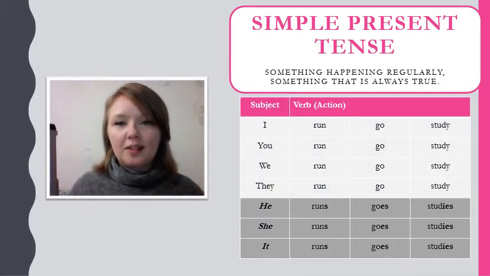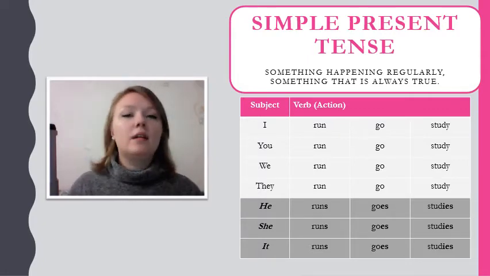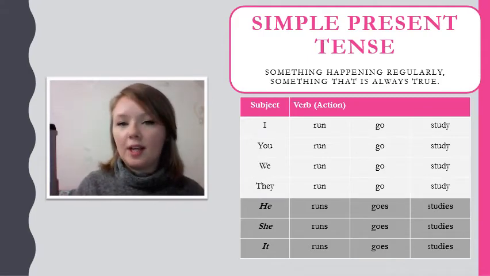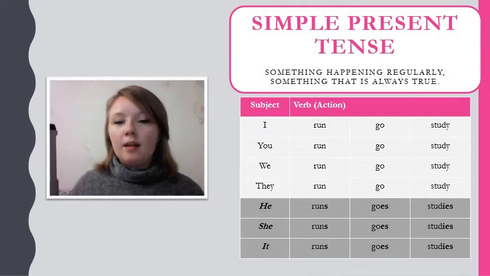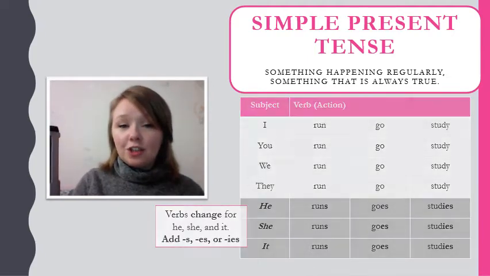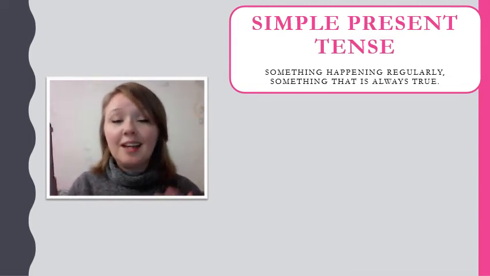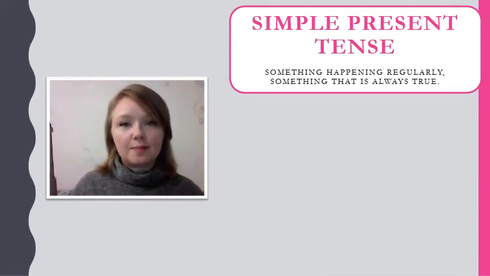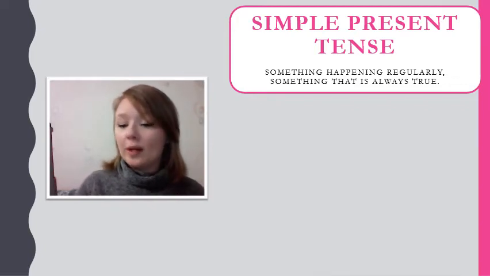So here we see how we can form the simple present tense. For regular verbs, we often can just keep them the same. Our simple present verbs don't change. I run, you go, we study. Remember that when we're using he, she, and it, our verbs do change, and we often add s, es, or ies. And again, we use simple present to talk about things that happen regularly and things that are always true.